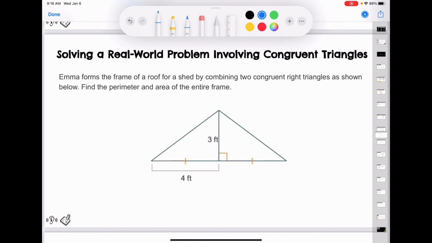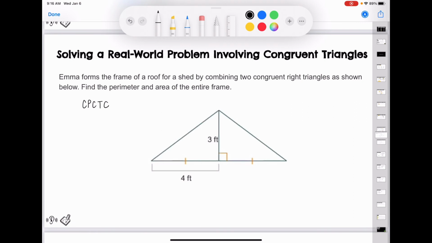Okay, so let's go ahead and move on to where we might use this in the real world. So here we are being asked to solve a real world problem, but in this case we have two congruent triangles. Well, if we have two congruent triangles, we know that we can use CPCTC, which tells us that if we have two congruent triangles, well, then their parts of the triangle will be congruent as well.